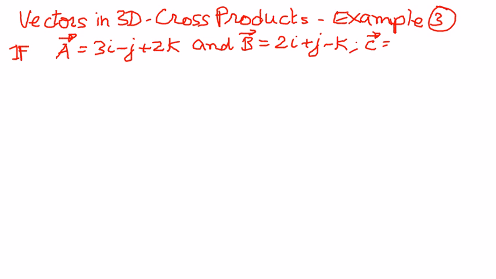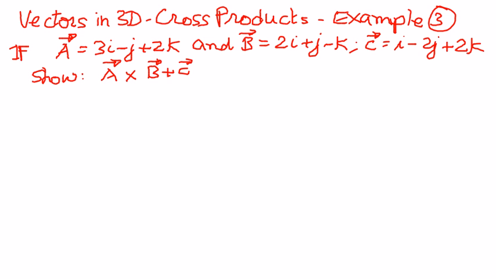and if C is another vector and the components of this are i minus 2j plus 2k, then we want to show that one of the properties of cross products is true. This time we want to show that vector A cross (vector B plus vector C), within parentheses like that, is the same as vector A cross vector B plus vector A cross vector C.